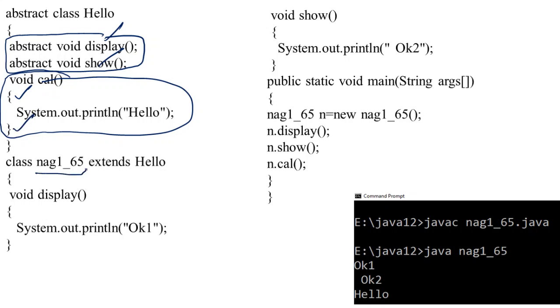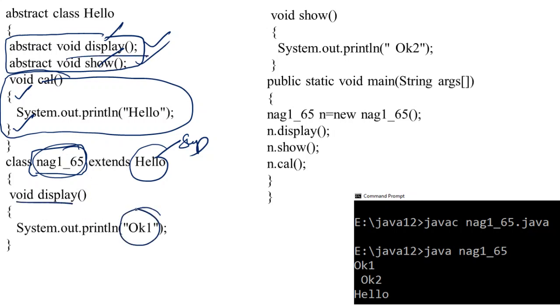Now, this is the subclass nav_65 extends hello. This is the superclass, isn't it? What is the duty of the subclass? It has to implement abstract methods. These two methods are abstract methods. It's a duty of the subclass to implement abstract methods. How is it implementing? Just see, void display. I am just keeping a simple message. For simplicity, I am just keeping a message. It is a responsibility of the subclass to give a body to this abstract method show also.